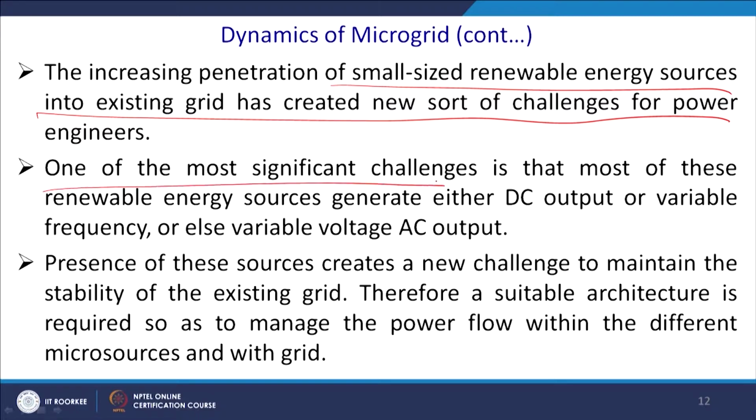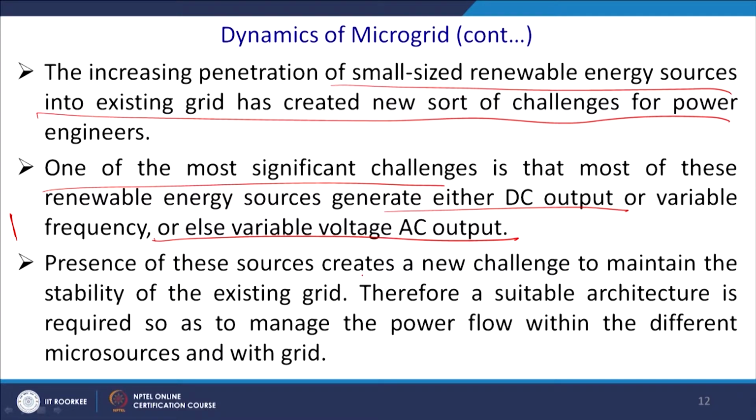One of the most significant challenges is that most of these renewable energy sources generate either DC output or variable frequency or else variable voltage AC output. That is something that we require to address. Presence of the source, because solar, based on the irradiation, will change. If you have a CPL, current value will change if you change the voltage. So, ultimately there is a lot of hodgepodge in the system, and we require to address this challenge.